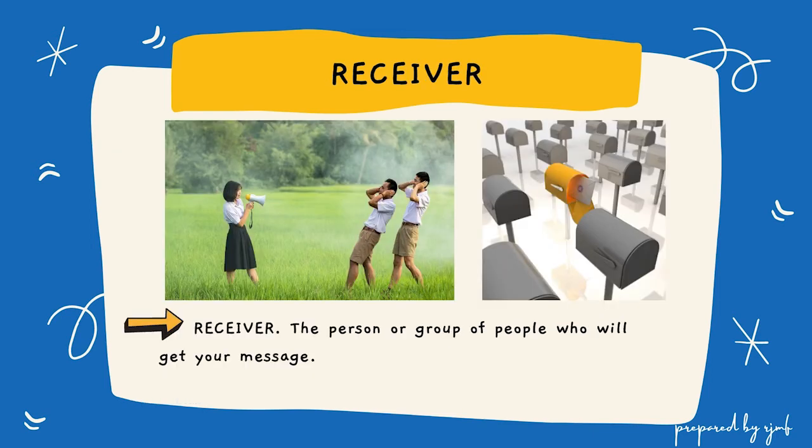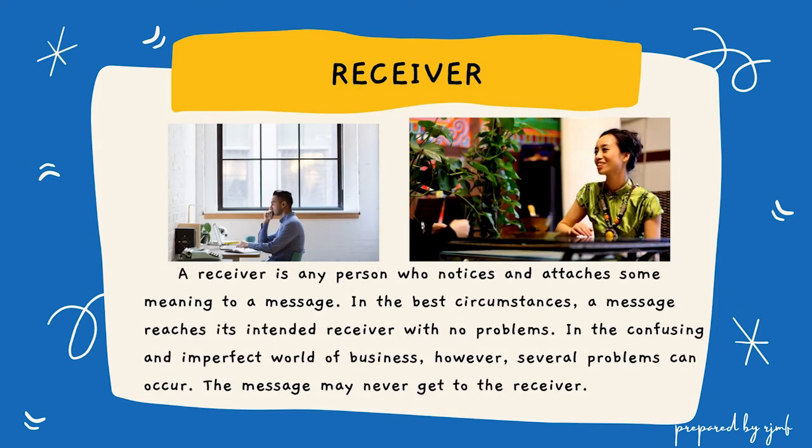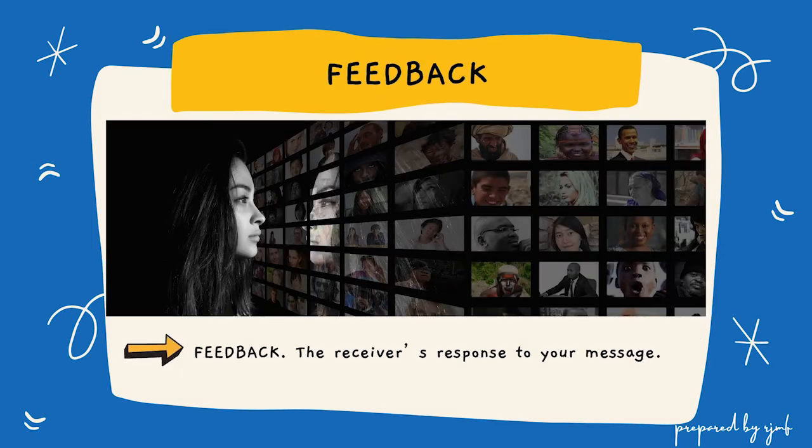We also have the receiver. They are the person or group of people who will get your message. A receiver is any person who notices and attaches some meaning to a message. In the best circumstances, a message reaches its intended receiver with no problems. In the confusing and imperfect world of business, however, several problems can occur. The message may never get to the receiver. Another one is feedback, the receiver's response to your message.